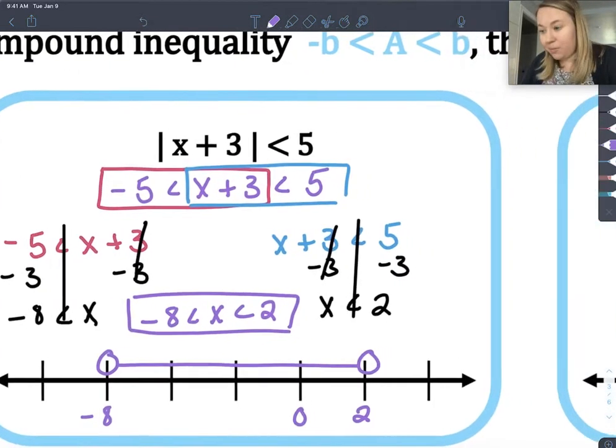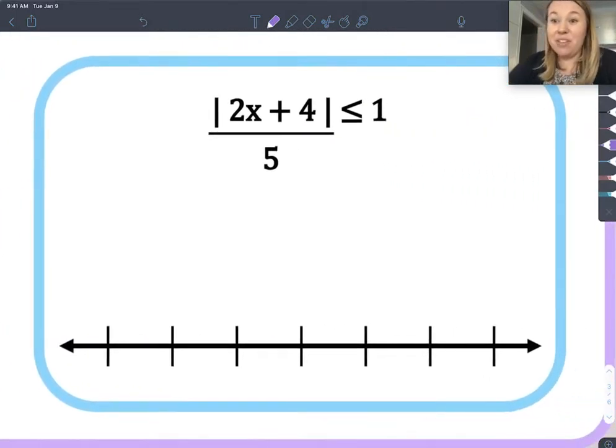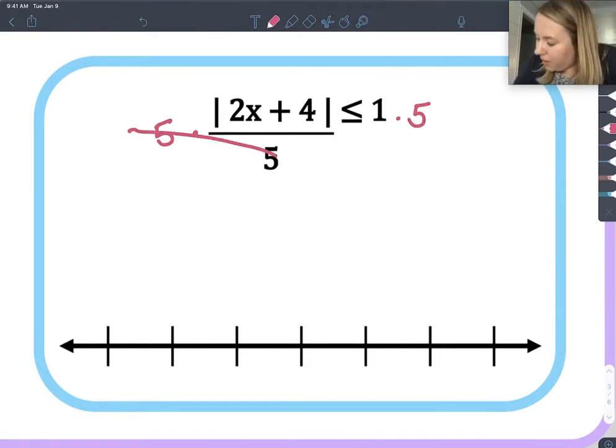Let's try another one. So for this one, it might be a little bit difficult to tell, but the division of 5 here is not in the absolute value sign. It's actually on the outside. So before we solve for this one, we have to isolate that variable expression by multiplying by 5. The 5's cancel out, and we are left with the absolute value of 2x plus 4 is less than or equal to 5.